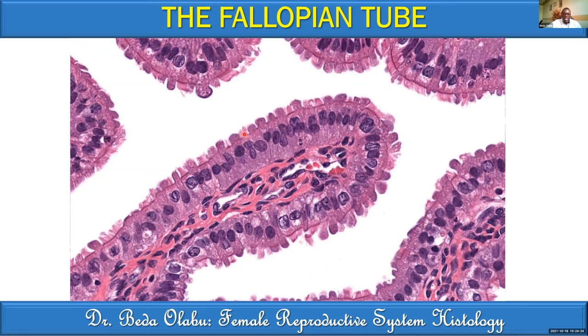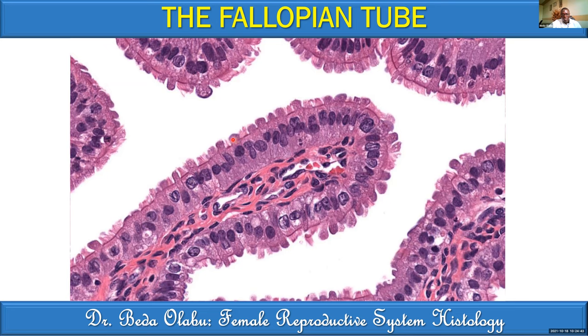We call them the ciliated cells or ciliated columnar cells. They're the ones with cilia, and these cilia help to propel the oocyte or the conceptus from the fimbrial end towards the uterine end of the fallopian tube.